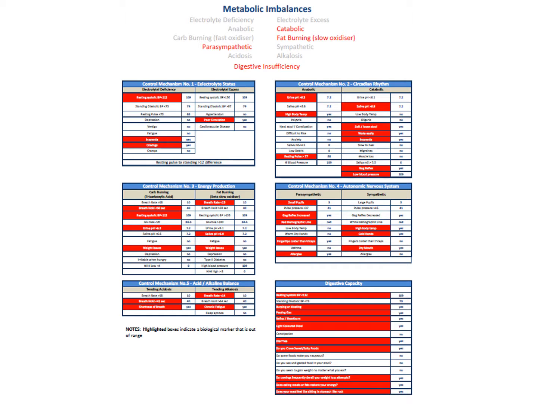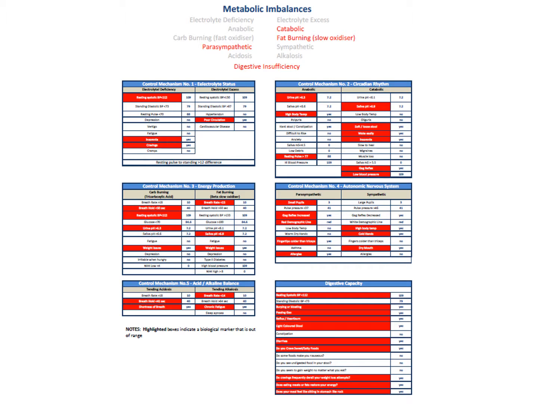Okay. Then we come down to number 3, which is energy production. This is the carb burning or fat burning, and I find very few people are carb burners. Most people tend to be slow oxidizers and fat burners. Okay. Now, although Christine's only come up with 3 markers in a fat burner, the fact that the breath rate is so low will dictate, regardless, that that's an imbalance and it needs to be worked on.